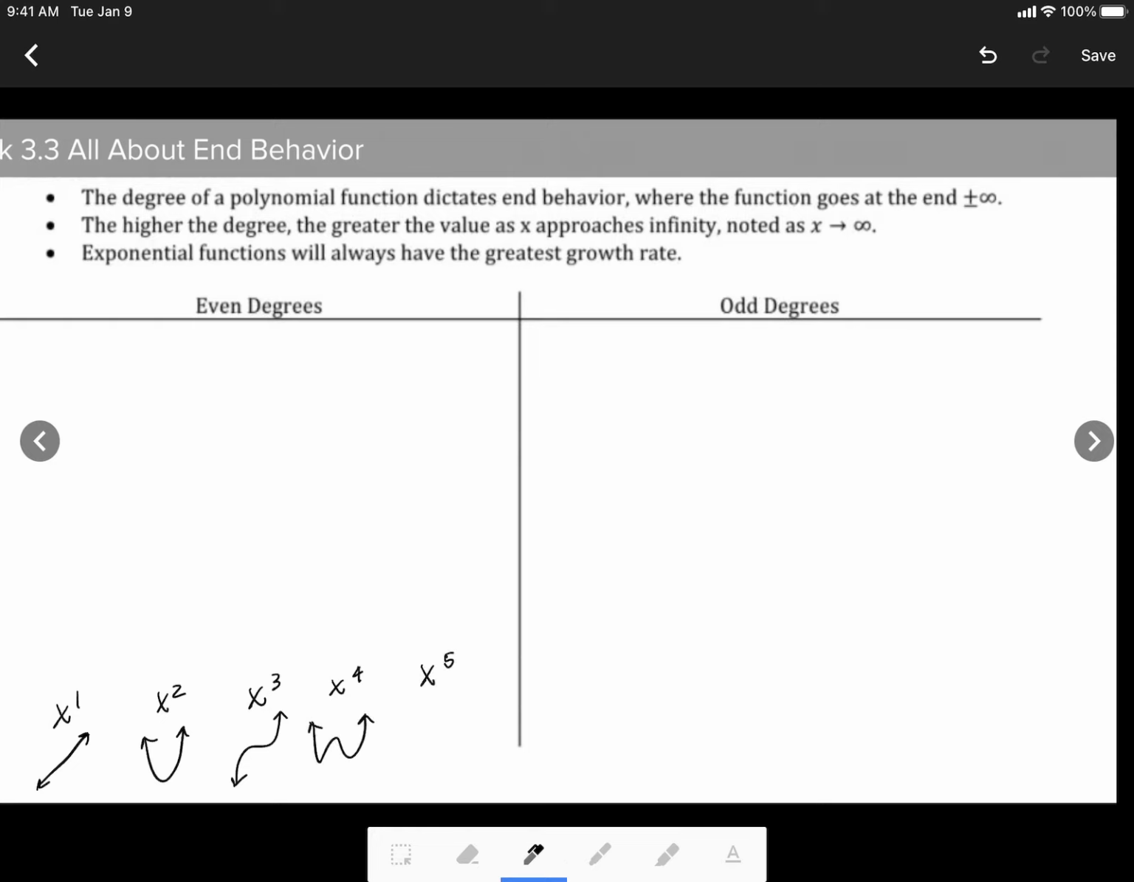X to the fifth, this is where I want you guys to start trying to discover the pattern. And once you find it, unmute or put it in the chat box. What do you notice?